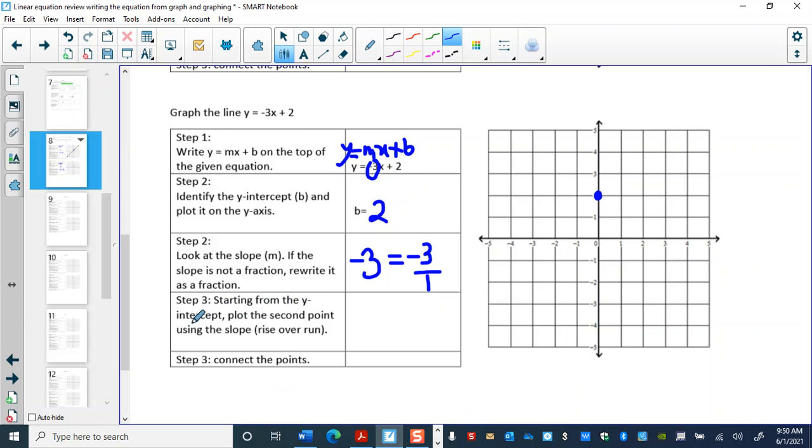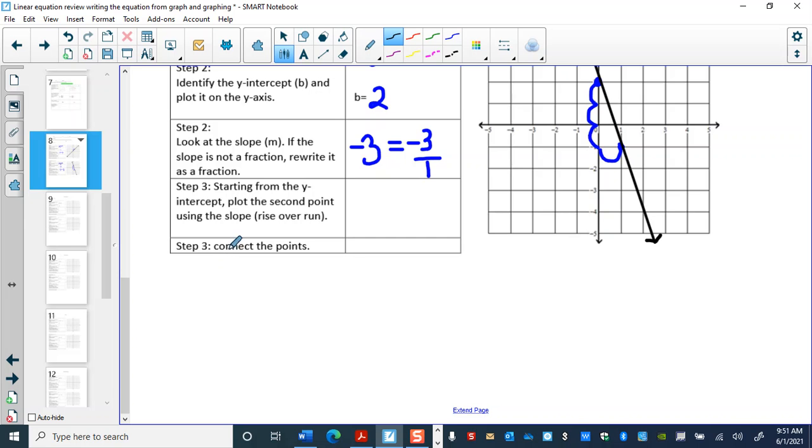Step 3, starting from the y-intercept, plot the second point using the slope, rise over run. So here your rise is negative 3. So you start from the y-intercept, you go down 3. And then you go to the right, your run is 1. Put the second point. Okay, and then connect the points. So use your ruler. Make sure you put the arrow at the end, so you graph the line. Okay, next example.